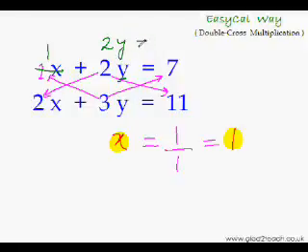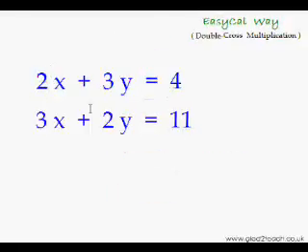I'll put the step down. 2y would be equal to 7 minus 1. That is 6. So that means y would be equal to 6 divided by this 2. That is 3. Question solved. X is equal to 1. Y is equal to 3. So now solve these equations. And once again, you are getting 10 seconds. Start.